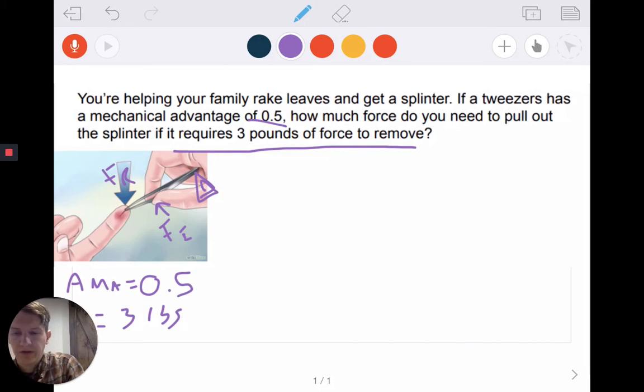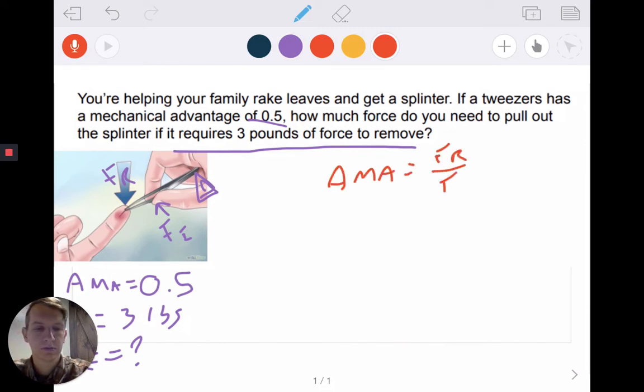So if we're given FR and AMA, that must mean the FE is what we're trying to find here. So I'm going to go to my equation. And my apologies, I hate writing on these iPads, which is why I often suggest doing these on pencil and paper. I might do those for the other review videos. Okay, so now we substitute 0.5 equals, let's set the iPad down here, see if I can write a little bit better.